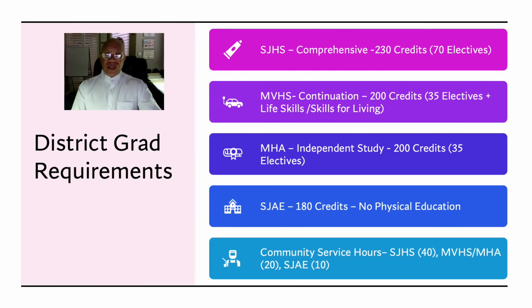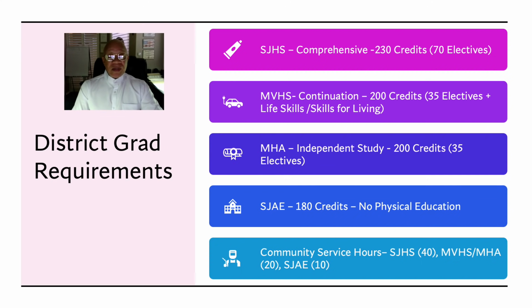Let's look at one school district's requirements to gain a deeper understanding of how all of this works. So I'm looking here at my school district. The comprehensive school has 230 credits and requires 70 electives. That's a lot of elective classes. The continuation school requires 200. How did they do that? Well, one thing they did was get rid of 25 of those electives and only require 35 electives. And they added a couple of other courses to make sure that these kids were properly prepared for things in life.